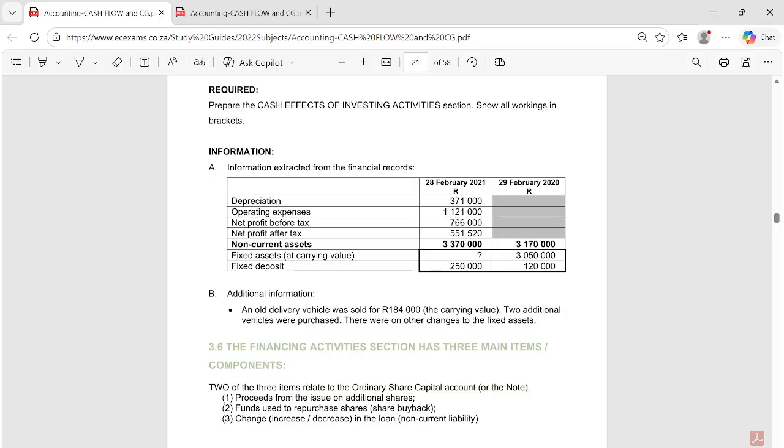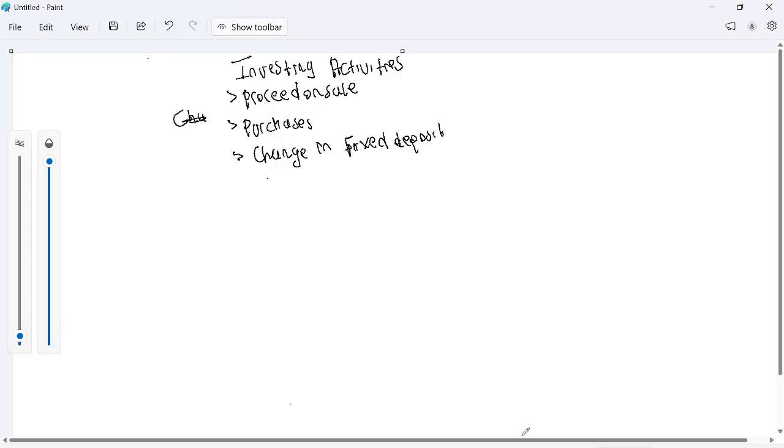So here, if you can see, we have our fixed deposit. This is at the beginning, which was 120. Now at the end it is 250. So therefore there's an increase in fixed deposit, so we invested more money. That's a cash outflow of money. So 120 minus 250. So I'm going to say my 250,000 minus 120,000, right?